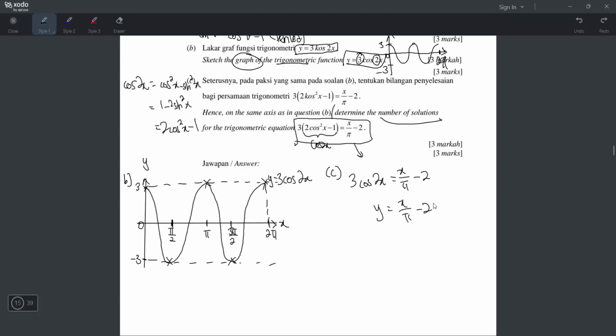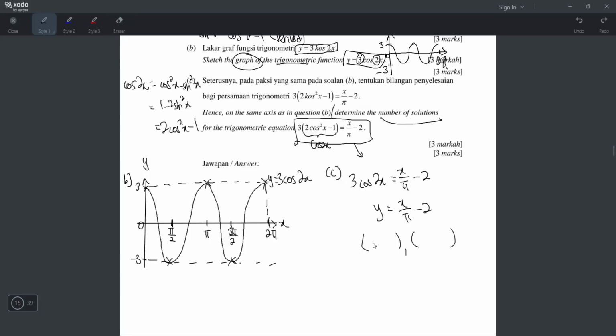So what I will be drawing now is a straight line. How do I know it's a straight line? Because the x is power 1 and also the x duduk atas. The x duduk atas means this is a straight line, y equals mx plus c. So now my job is to cari point and then lukis the straight line and then kira ada berapa intersection.